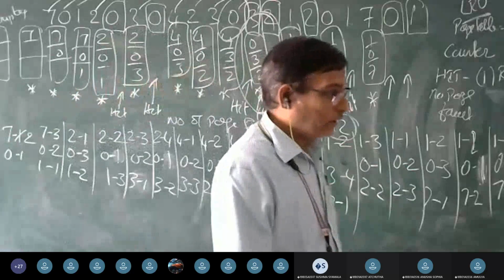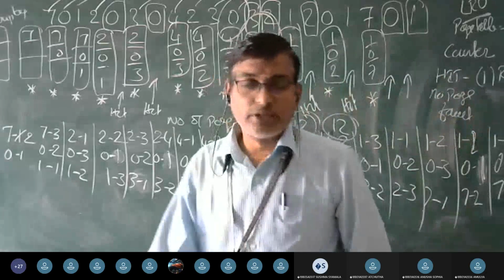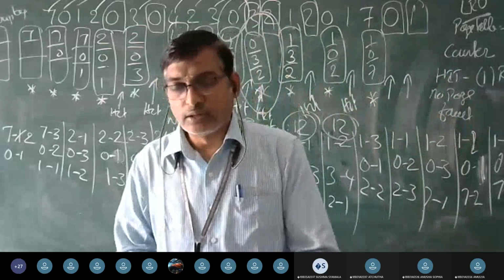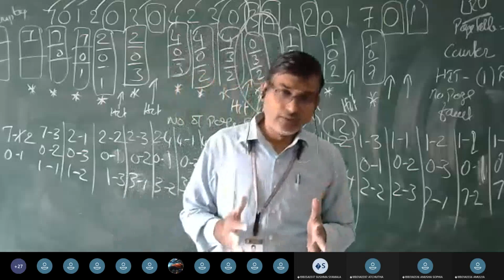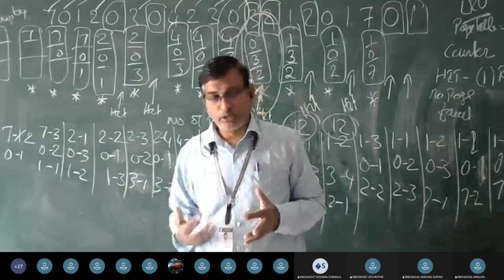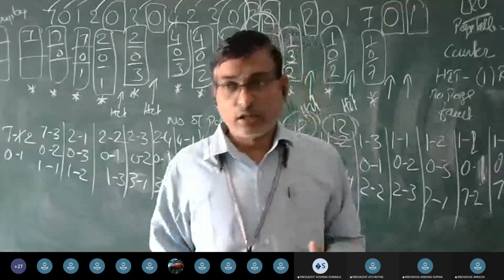So that is all for today. In today's class, we have taken up the least recently used algorithm, in which the page which has not been used for the longest interval of time has to be replaced. We have taken that up and solved it with an example. This is all for today.